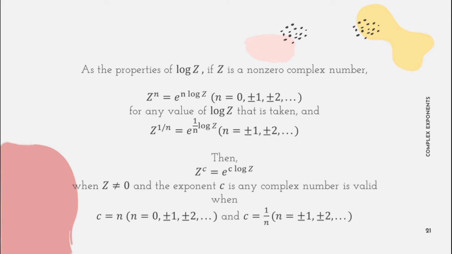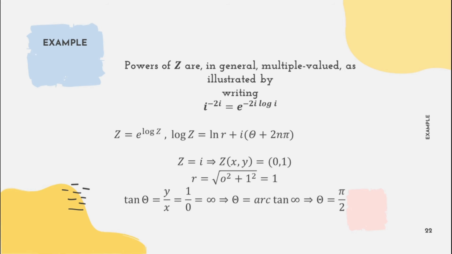And c is equal to 1 over n, with n equal to plus or minus 1, plus or minus 2, etc. Now we move to an example. Powers of c are, in general, multiple-valued, as illustrated by writing i^(-2i) is equal to exp(-2i log i). We have known that z is equal to exp(log z), and log z is equal to ln r plus i times (theta plus 2nπ).